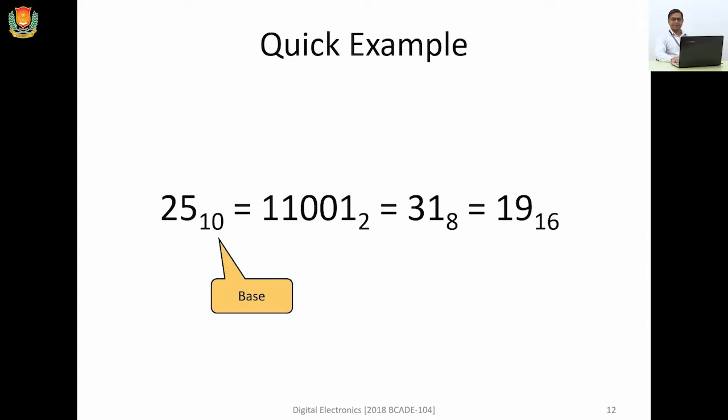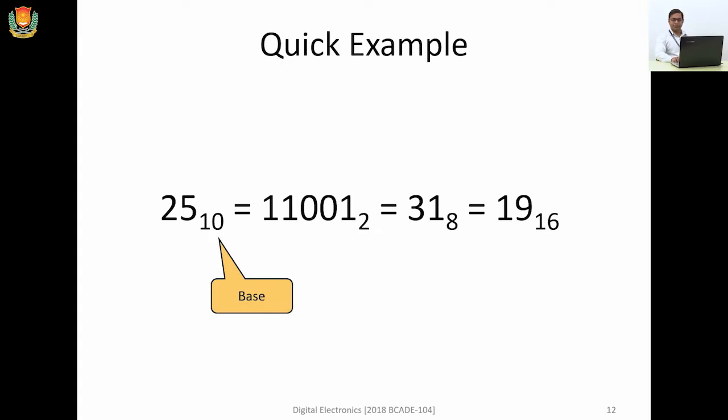It is a quick example. 25 in the decimal number system. The subscript 10 represents the base value. Suppose somewhere 25 is written. What should I assume? By default, it is assumed to be in the decimal number system. But if it is in another number system, I have to represent the base value. That's why 25 subscript 10 means 25 is in the decimal number system.